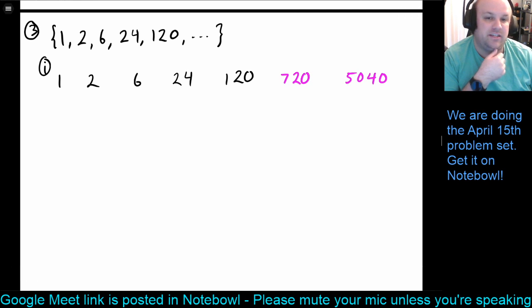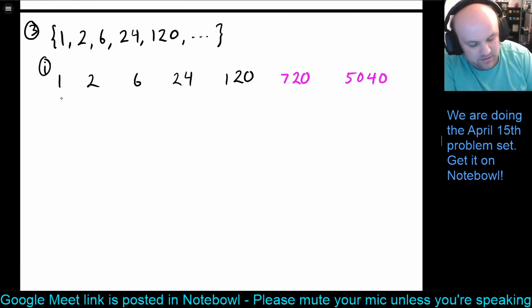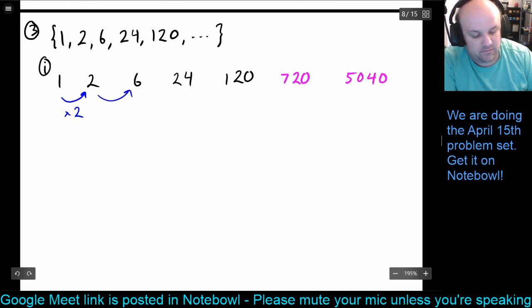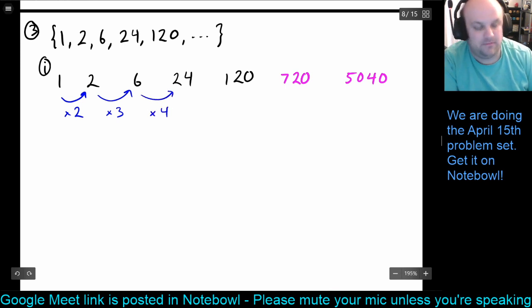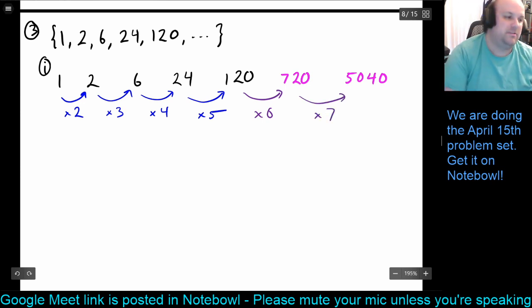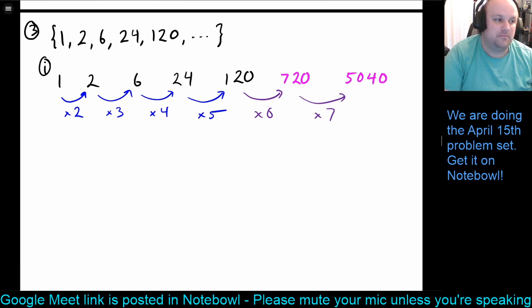So what's going on each time here? Right, so here we've multiplied by 2. Here we've multiplied by 3. Here we've multiplied by 4. By 5. This one by 6. And this one 7. Right, we just keep multiplying by the next number. Right, so first by 2, then by 3, then by 4. Right. Does that hopefully look like what you guys were finding?